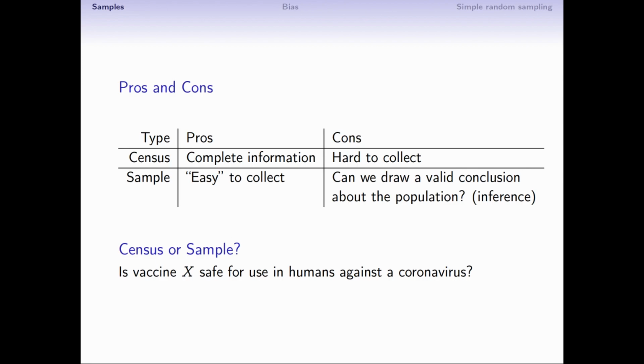So sometimes there are just good ethical grounds that guide our process here, and we say, well, it doesn't make sense to give the vaccine X to everyone, but it makes more sense to work with a set of dedicated volunteers that in some sense represent the entire population. Okay, so that's the end of this first subsection on samples. Let's move on to the next topic, which is bias.